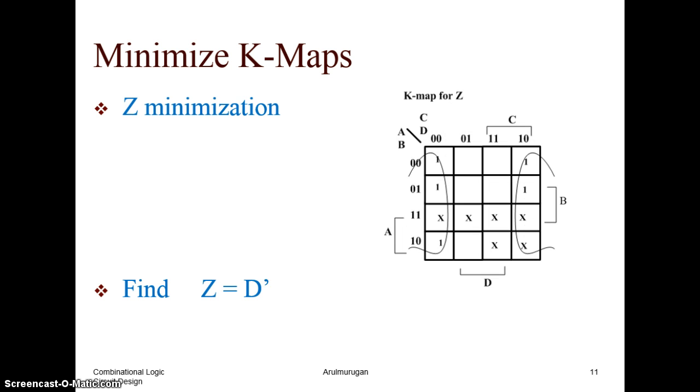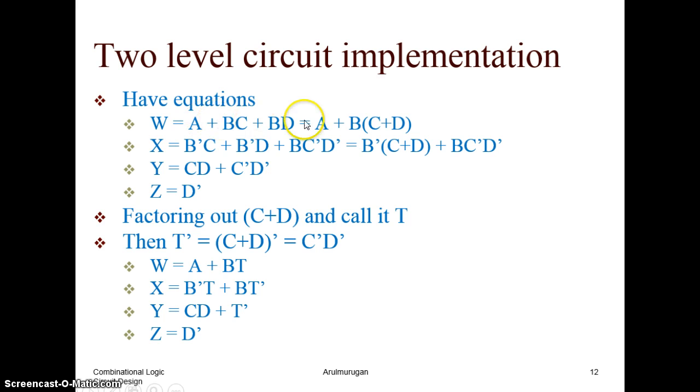After this grouping we find some values. This is the Boolean expression we get after grouping in the K-map. Here we see that B is common, so we take B common, and we get the final expression A plus B into (C plus D). Likewise, here B dash is common, with C plus D. Here C plus D appears, so we call it T. So T dash equals (C plus D) dash, which gives C dash into D dash. Finally, we minimize the Boolean expression into simplified form.